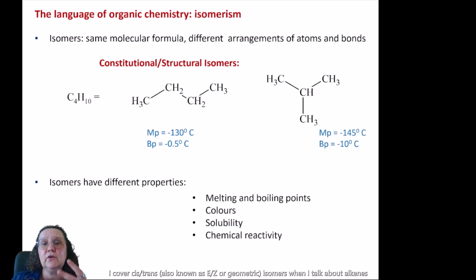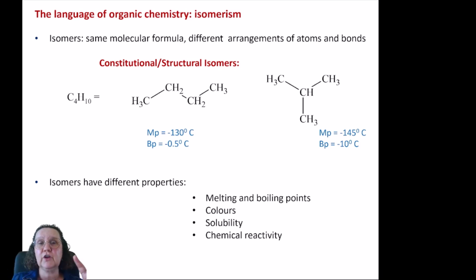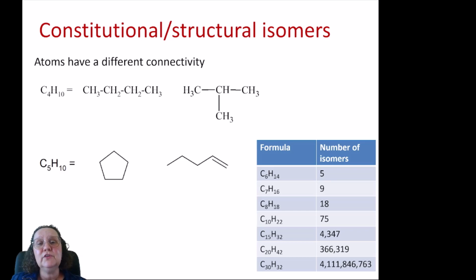They can have different colors because it's the interaction of the atoms with light that gives you the color and the movement of electrons, and the movement of the electrons is different depending on how the atoms are distributed in a molecule. They will dissolve in a different way. They will have a different chemical reactivity. So they are different compounds. And they can be so different that they can even be from different families.